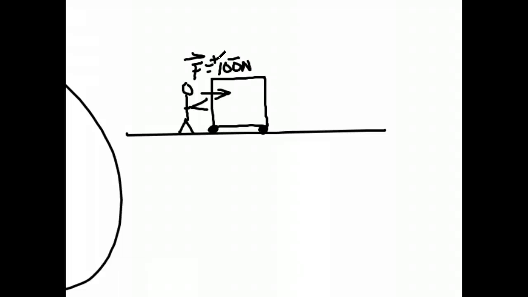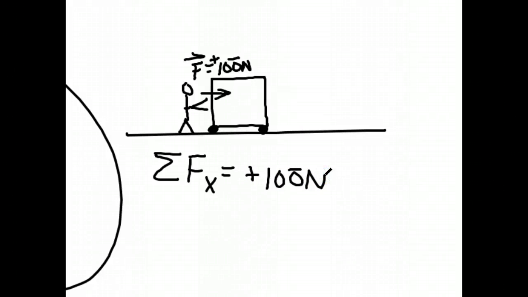Right? And the one assumption we make, okay, is that you have absolutely no friction. Okay, so we're going to have no air. We don't have any friction in the bearings of the wheels or them actually rolling along the floor. So there's no friction pushing against the box. So if I was going to look at the sum of the forces in the x direction, it would simply be equal to positive 100 newtons.